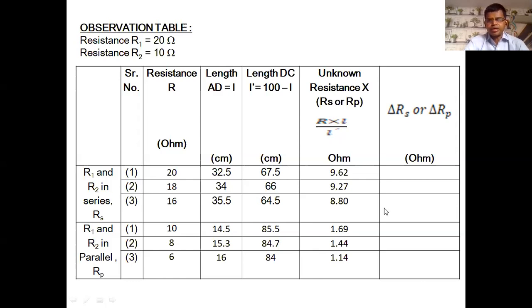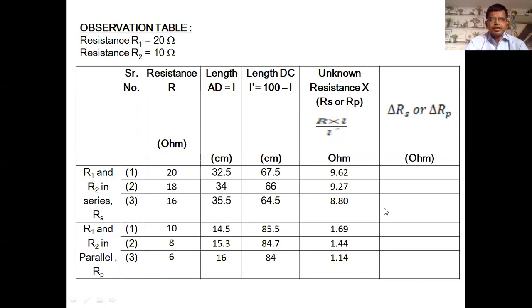RS first. The equation is simple: R multiplied by L divided by L dash. So we solve this equation with the help of the readings. First R: 20 multiplied by 32.5 divided by 67.5. So you get the answer 9.62.